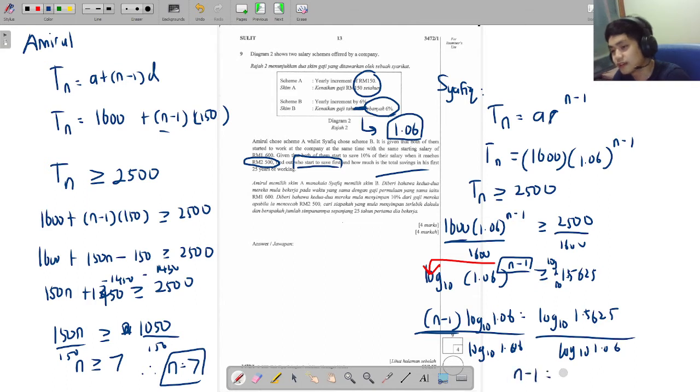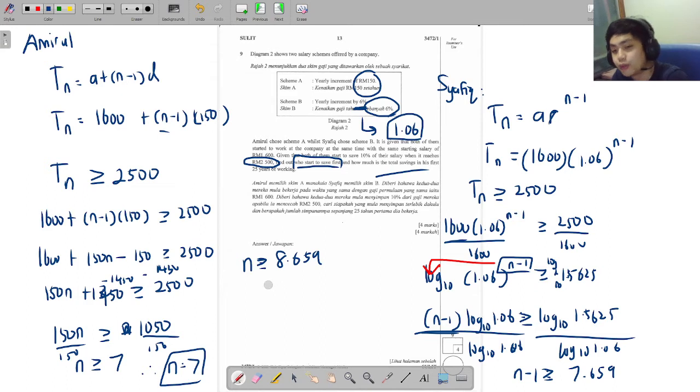So divide log 10 1.06 on both sides. So n minus 1 is equal to, I'm just going to calculate it, log 1.5625 divided by log 1.06. So it's 7.659. So to make n the subject, add 1 on both sides, and you'll get 8.659.